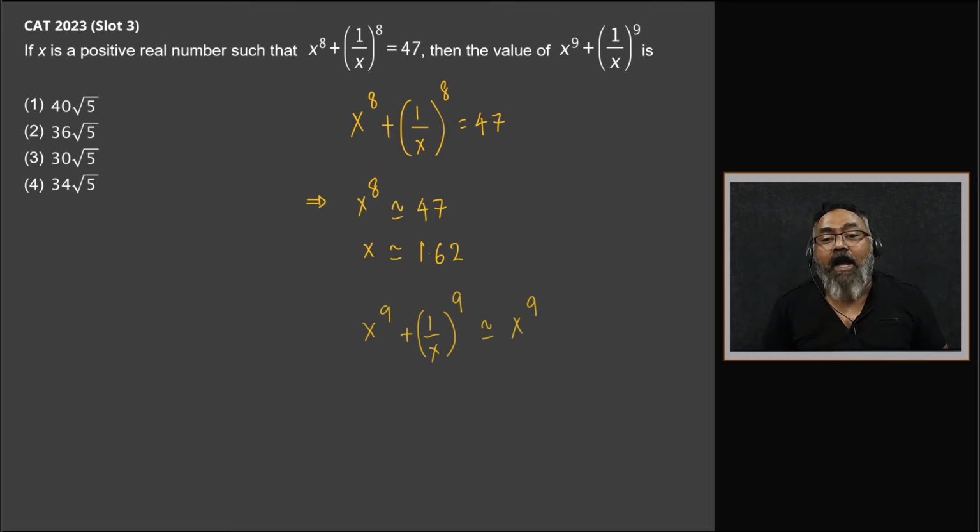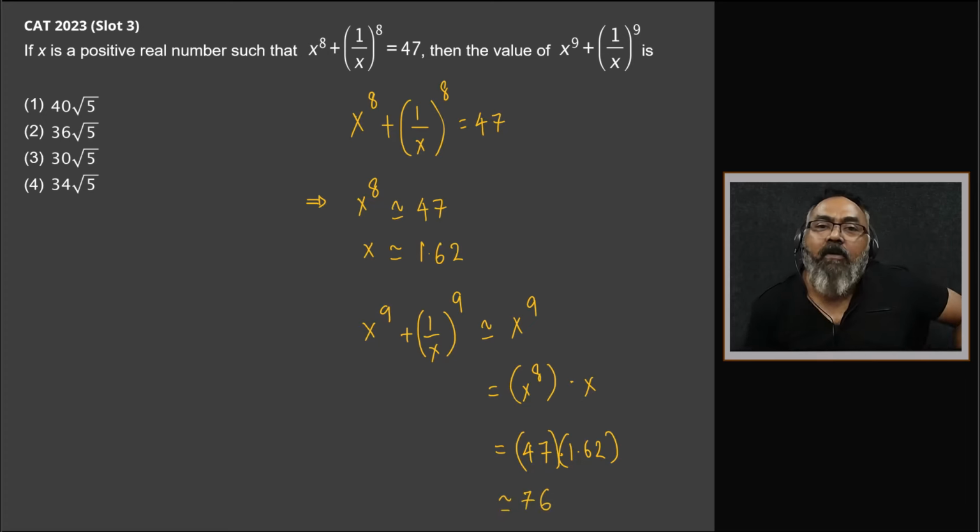Now, what is it that we have to find out? We have to find out x to the power of 9 plus 1 by x to the power of 9. With the same logic, I can approximate that to x to the power of 9, because we believe that 1 by x to the power of 9 is going to be a very small quantity as compared to x to the power of 9. It's approximately x to the power of 9. What is x to the power of 9? It is x to the power of 8 times x. So we know x to the power of 8 is 47, x is 1.62. 47 times 1.62 is 76. The answer should be very close to 76.